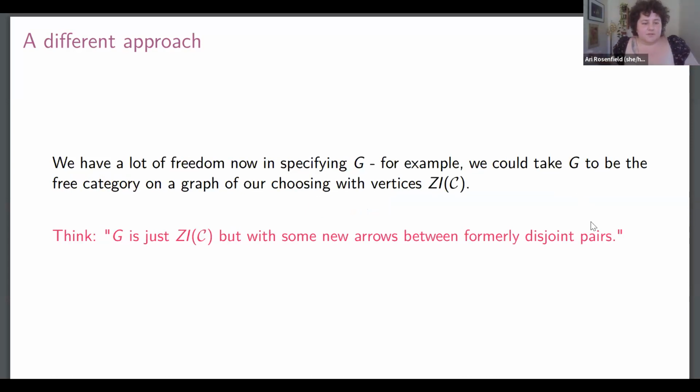So what I'm trying to say is we have a lot of freedom in specifying G now. So we could take G to be the free category on a graph of our choosing, as long as its vertices are ZIC. So you should think of this G as just ZIC, but we've thrown in some new arrows. Cool.